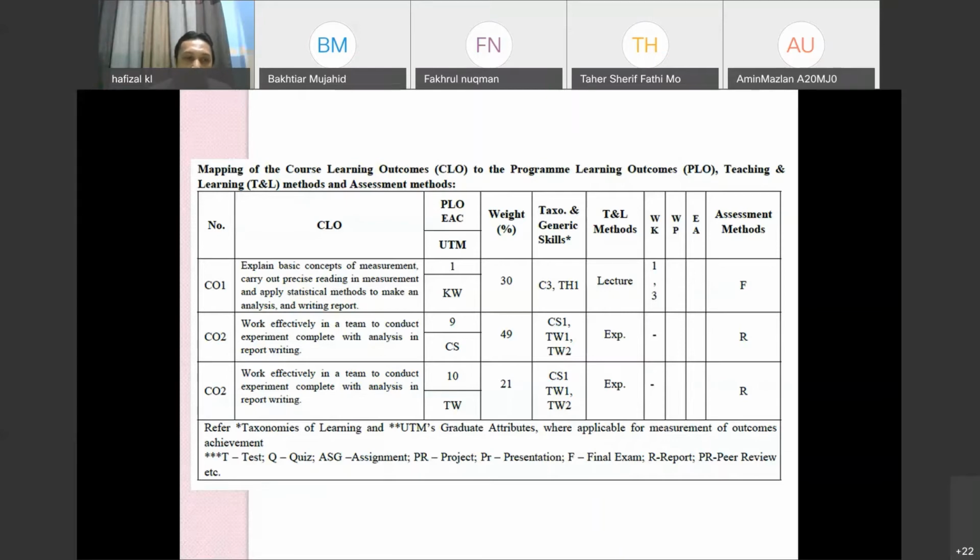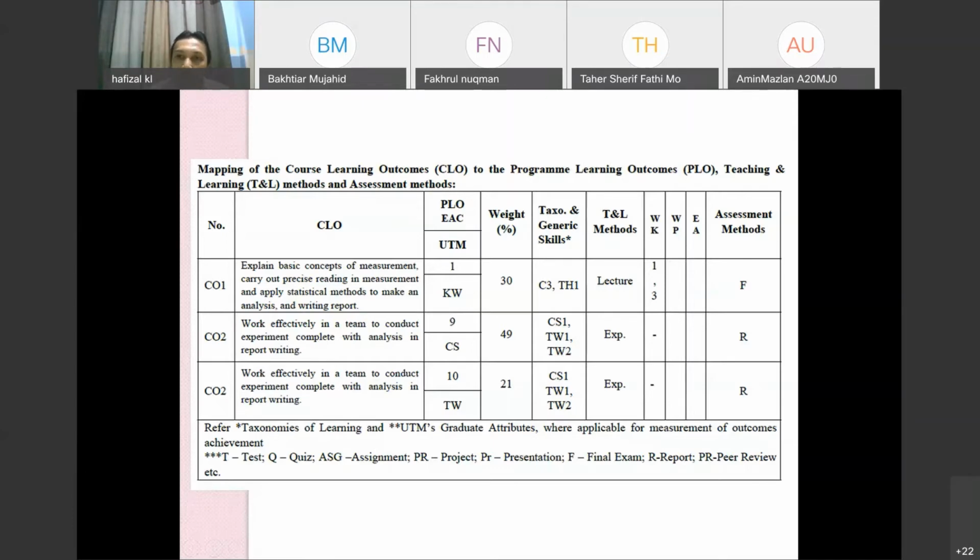And then we have CO number 2, which would be work effectively in team to conduct experiment. In this, you will conduct an experiment. In this case, it is a virtual experiment, which I will explain later on. For CO2, we will look at 2 categories for PLO, the program learning outcome, which is number 9. The student would be able to work in team, first, and also have the ability to do a report.